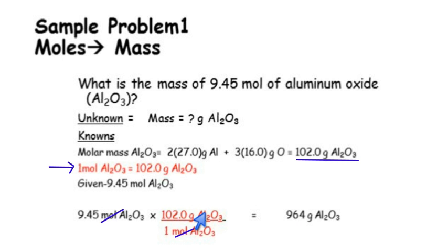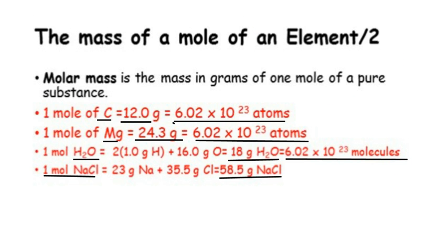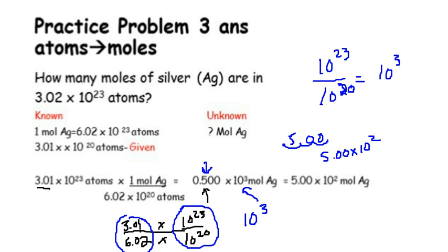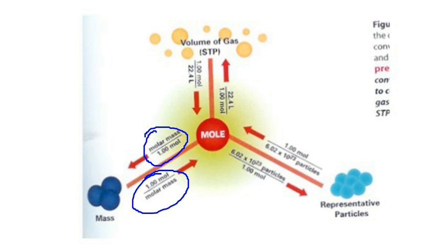Okay, so this is the mass over moles, and let's flip back to that. We're going from moles to mass. So we were given moles, we were asked for mass, and then we would have the molar mass on top. If we were given mass and asked for moles, we would have the molar mass on the bottom.